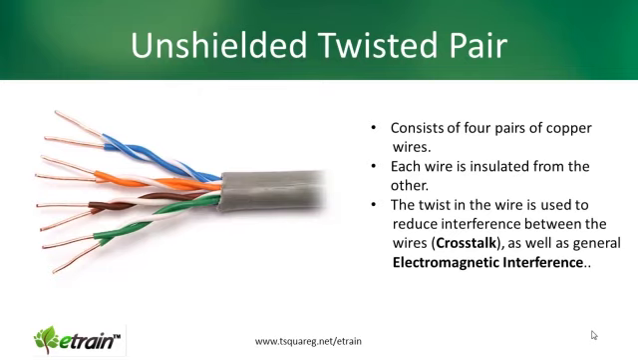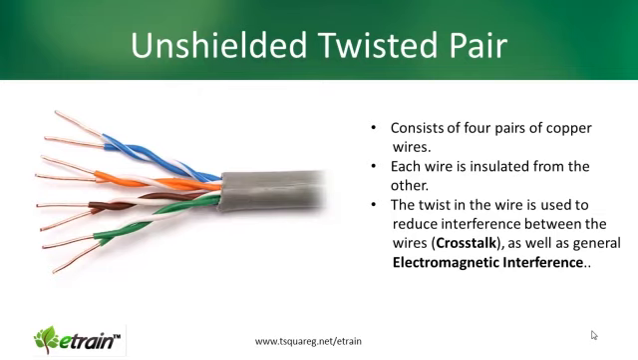Now there's a reason for the twist. It's referred to as crosstalk. You're trying to reduce crosstalk, and crosstalk is interference between the wires themselves. I mean, if we didn't twist them, there would be interference with the signal, and that wouldn't be very good.